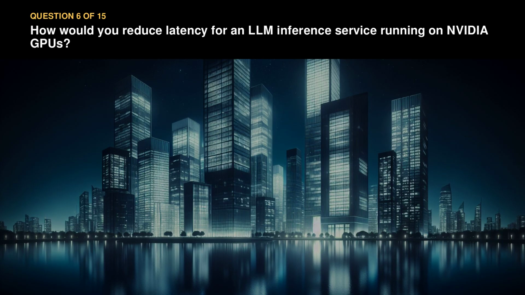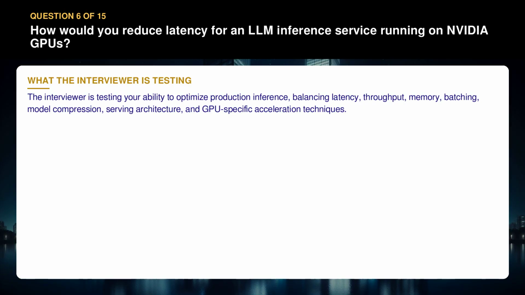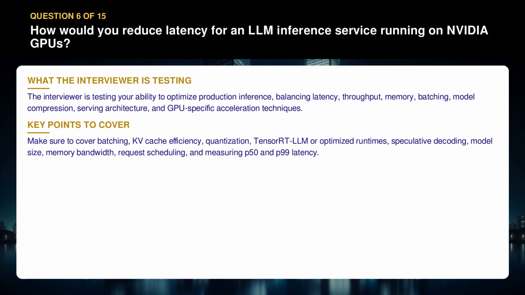Question 6. How would you reduce latency for an LLM inference service running on NVIDIA GPUs? The interviewer is testing your ability to optimize production inference, balancing latency, throughput, memory, batching, model compression, serving architecture, and GPU-specific acceleration techniques. Make sure to cover batching, KV cache efficiency, quantization, TensorRT-LLM or optimized runtimes, speculative decoding, model size, memory bandwidth, request scheduling, and measuring P50 and P99 latency.